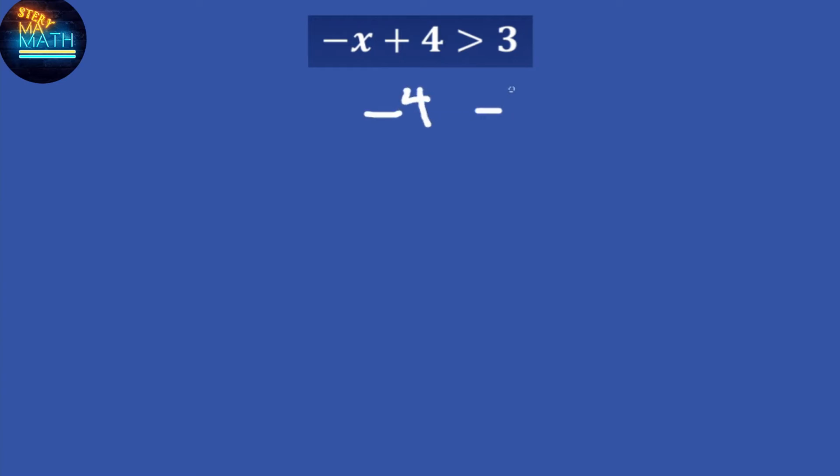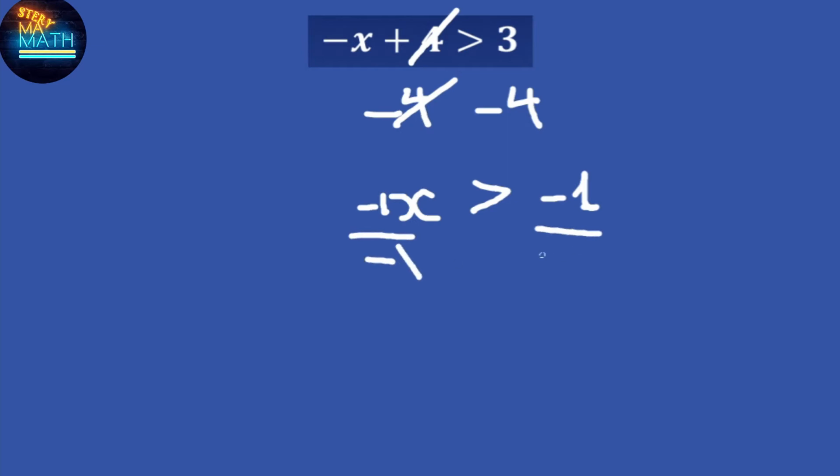Here is negative 4 and here is negative 4. Negative 4 and 4 will cancel out, so negative x is greater than 3 minus 4, which is negative 1. And here you want to divide by negative 1 because the coefficient is negative 1. So I will divide by negative 1, here divide by negative 1, and also here divided by negative 1.